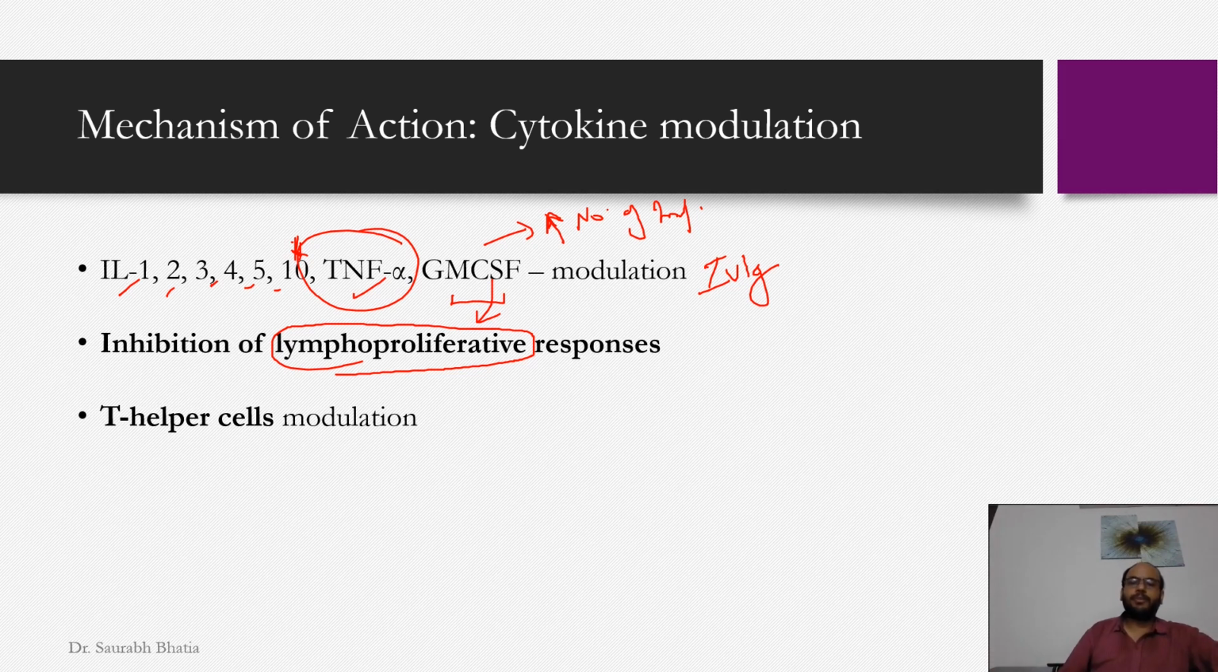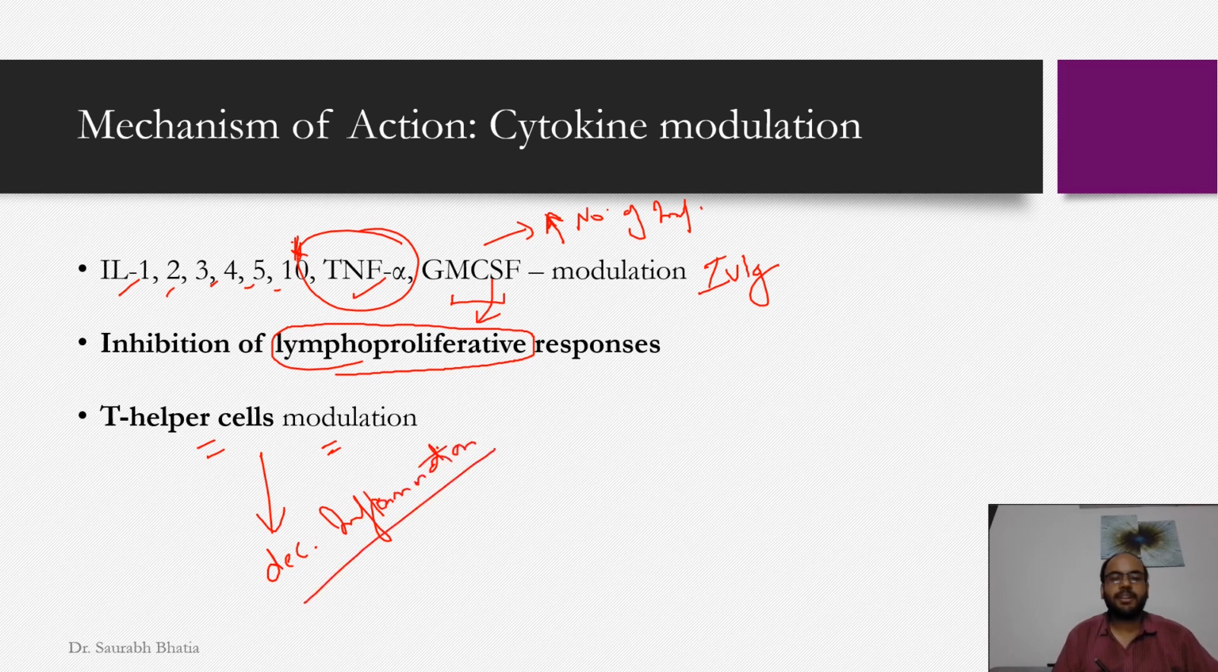IVIg inhibits lymphoproliferative responses, and that is why you don't have a lot of lymphocytes and thus not a lot of inflammation. Helper T cell modulation. If you have seen my video on immunology of leprosy or pathomechanism of psoriasis, I have discussed that helper T cells decrease inflammation. So when the inflammation cascade is happening, helper T cells will decrease inflammation. And when these are modulated by IVIg, IVIg will lead to formation of a good amount of helper T cells, which will further decrease inflammation. Clear?